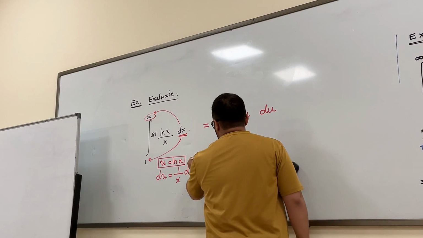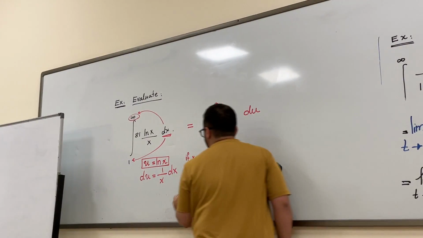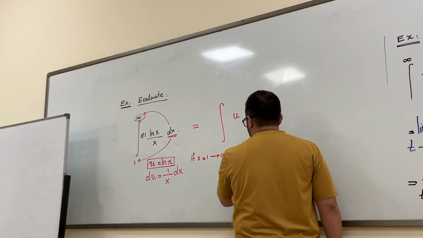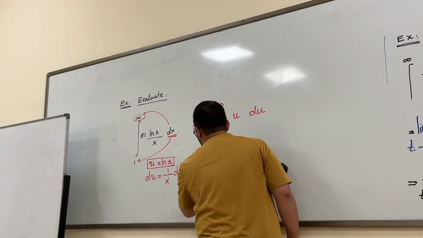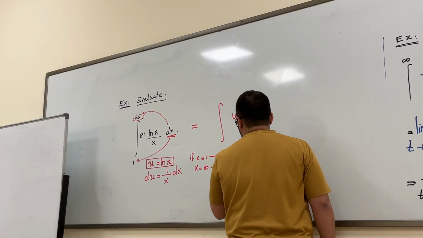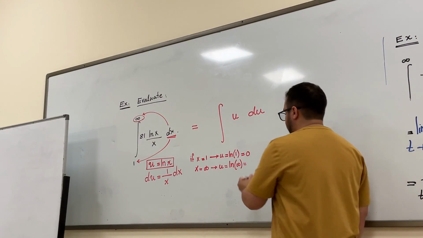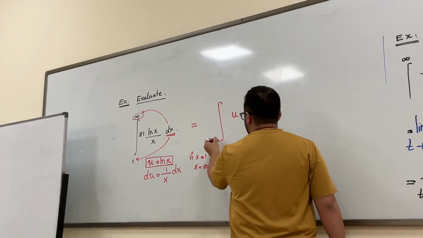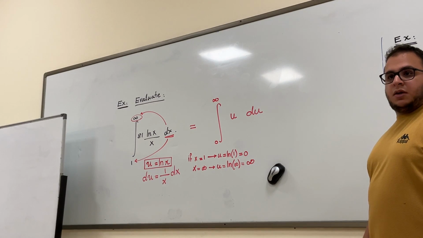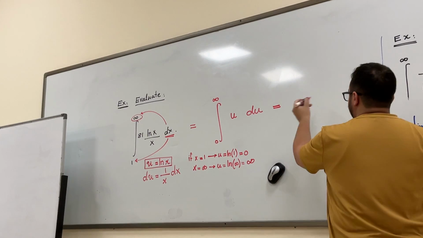So if x equals 1, where did I get this from? Here. Then u equals what? Ln of 1, which is 0. If x equals infinity, u equals ln of infinity. What's ln of infinity? Infinity. Right? So 0 to infinity. Yeah? And then what? Integrate. How do you integrate u? What does it become? u squared over 2.